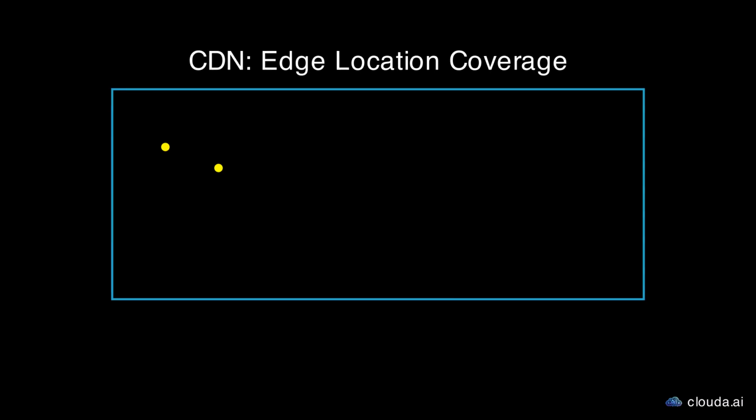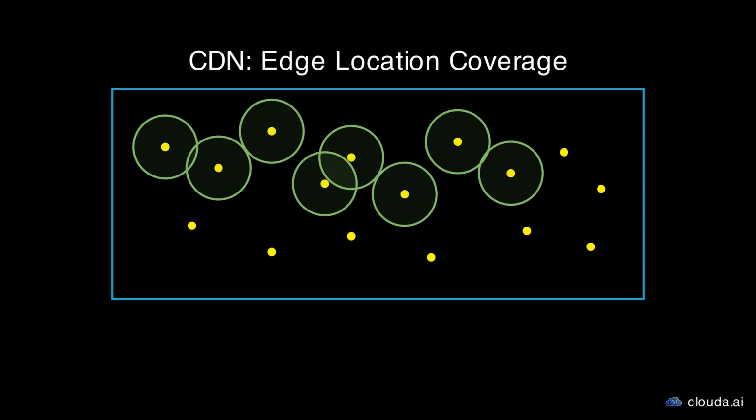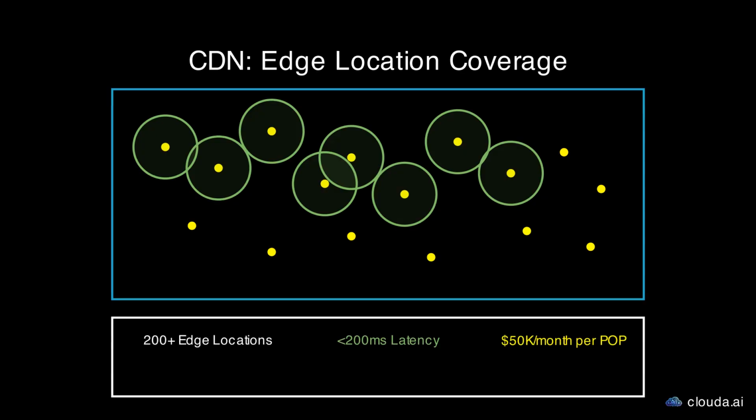Edge location coverage is another critical trade-off. To meet our 200 millisecond latency requirement globally, we need over 200 edge locations worldwide. Each point of presence, or POP, costs about $50,000 per month in infrastructure and bandwidth. The trade-off is coverage versus cost. More edge locations mean lower latency for more users, but each POP adds significant cost.